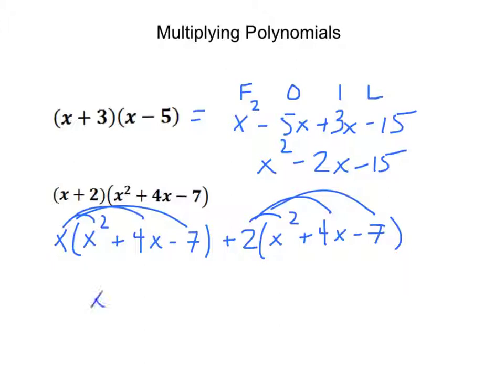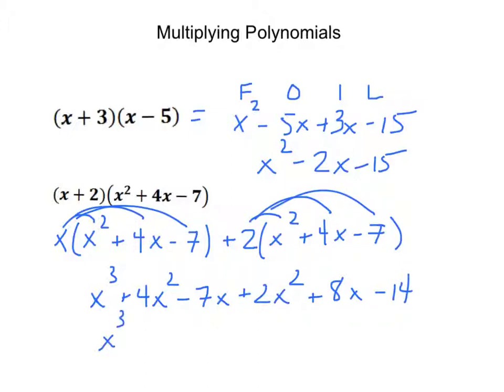So we end up with x cubed plus 4x squared minus 7x plus 2x squared plus 8x minus 14. Combine the like terms, you're going to end up with x cubed plus 6x squared plus 1x, and then minus 14 on the end. Alright, so add, subtract, multiply. No big deal. Let's take a look at divide.